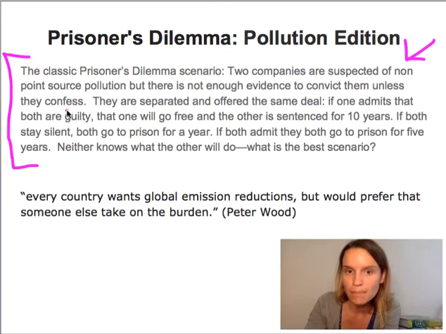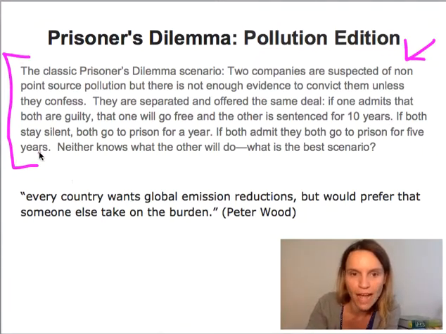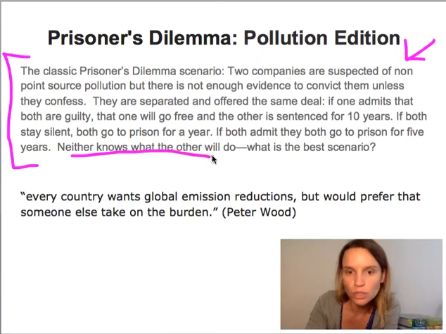If one admits that both are guilty, that one will go free and the other is sentenced to 10 years. If both stay silent, both go to prison for a year. If they both admit to whatever they did wrong, they both go to prison for 5 years. Neither knows what the other will do. What is the best scenario?